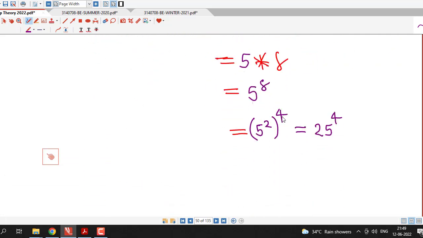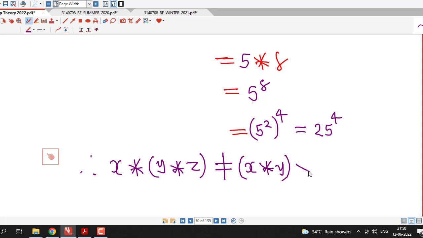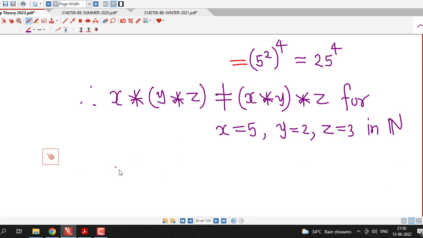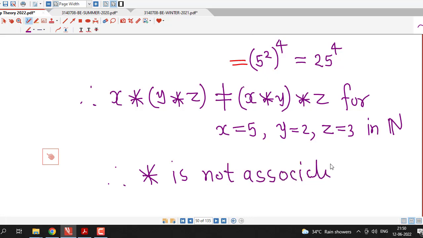So in this way we find 3 elements. Therefore for these 3 elements we see that (x star y) star z is not equal to x star (y star z) for x equal to 5, y equal to 2, z equal to 3 in this set of natural numbers N. Therefore, this operation star is not an associative operation on this set of natural numbers.